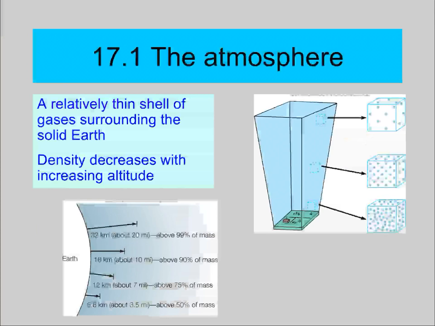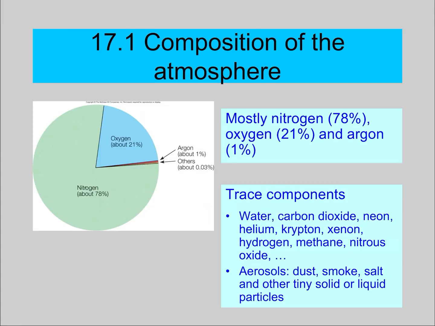It's why it's harder to breathe when you're hiking up in mountains, because there's just less oxygen around for you to be breathing. The composition of the atmosphere is important because it sustains life. About 78% of it is nitrogen, which might be surprising because oxygen is important to us, but nitrogen is important as well. Oxygen only makes up about 21% of the atmosphere, with argon making the other 1%. Then there's a small portion that's all the other gases, and those other components are called trace components because they're present in such a small amount.